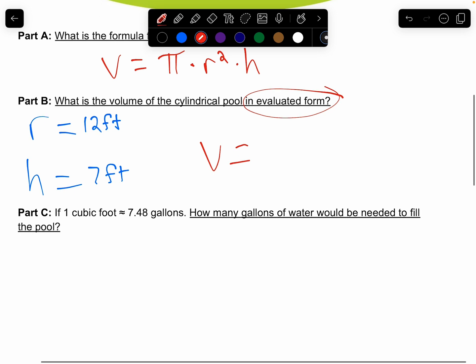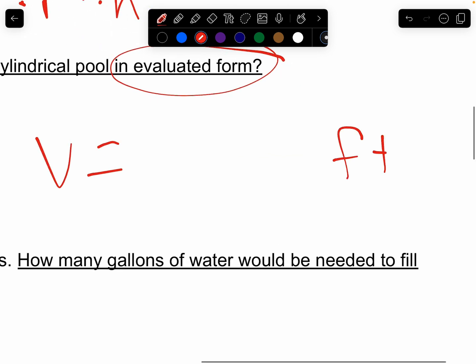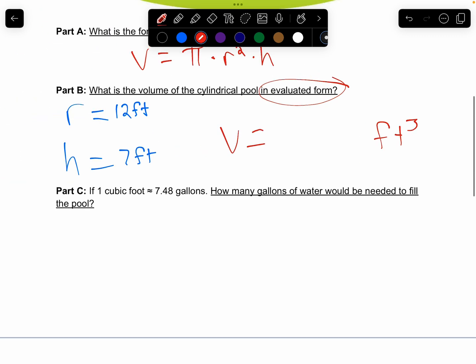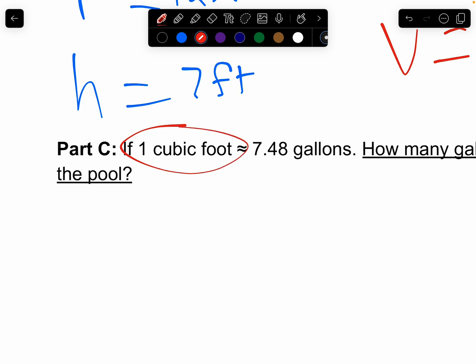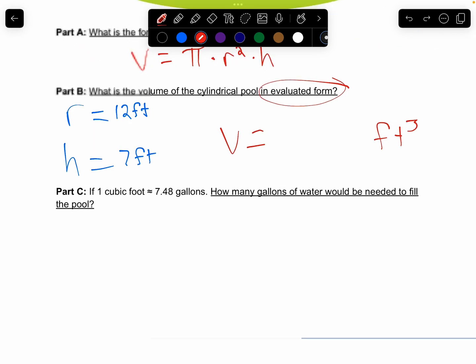All right, so at this point, you guys should have already figured out what the volume was. You got feet cubed. Check with your partners. Make sure you guys got the same numbers so that you can say, okay, cool, I think we're good to go. Now, part C is saying, hey, if I have 1 cubic foot, that is about 7.48 gallons. Because, let's be real, nobody ever says, hey, I want this many feet cubed of water in my pool. Most of the time, people are like, hey, I got to fill it up with this many gallons.